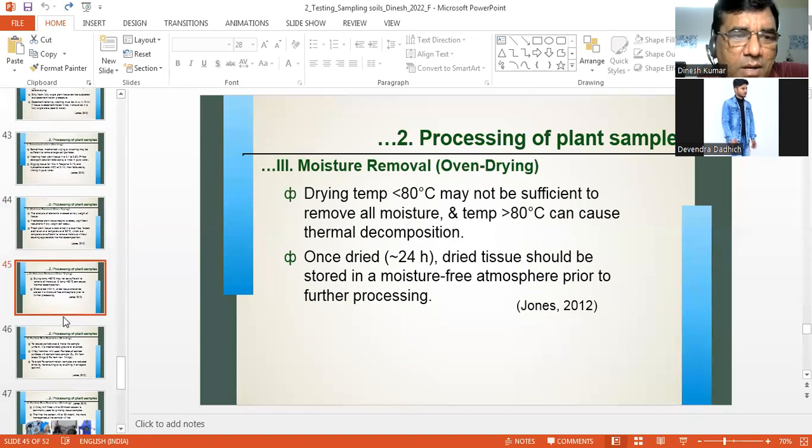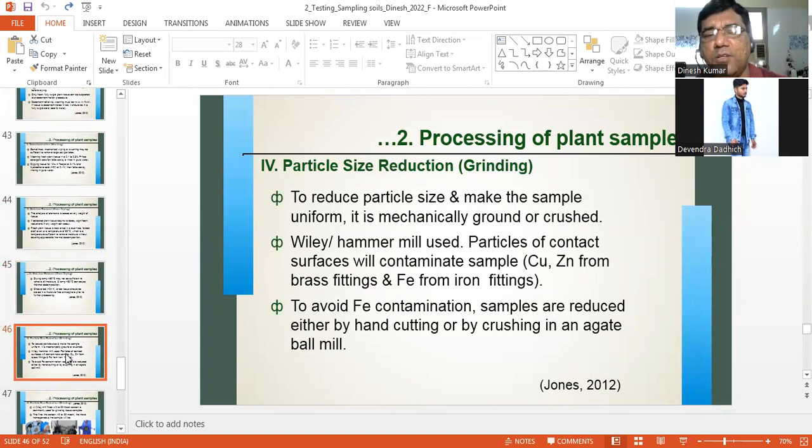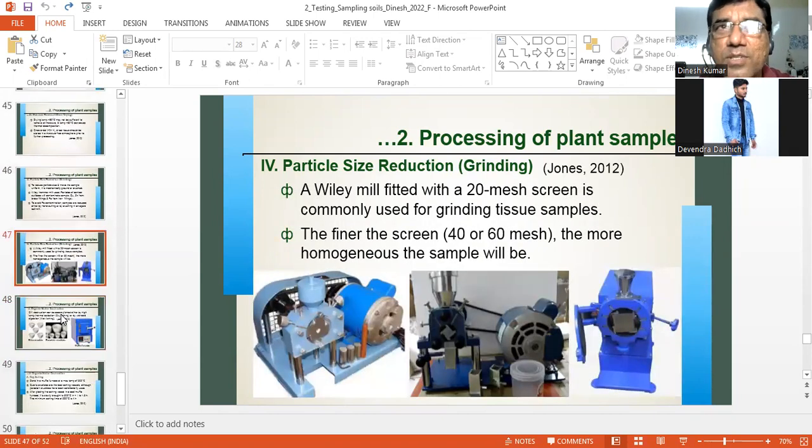Now you can go for grinding of the sample. For grinding, different grinders and machines are available. But here also, if you are doing analysis of micronutrients like copper, zinc, iron, then your grinder should not have these elements in it. Otherwise, they will contaminate the sample. Some options are available for this. You can find certain grinders which do not have copper, zinc, iron, or brass fittings. They are expensive, but they are available. After grinding, your sample is ready.